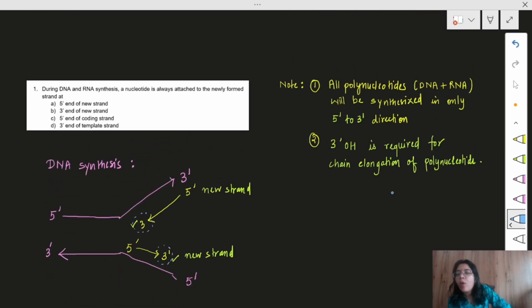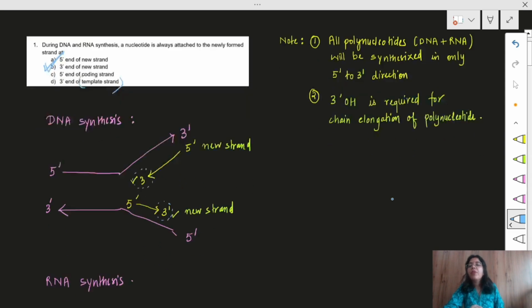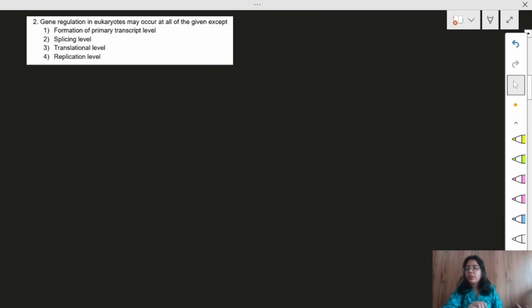3' end of new strand. Can you add anything to template strand? No. So you cannot choose this as an answer. Understood? Clear? Okay, let's move on to the second question.